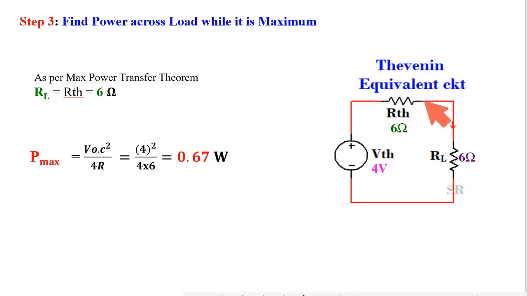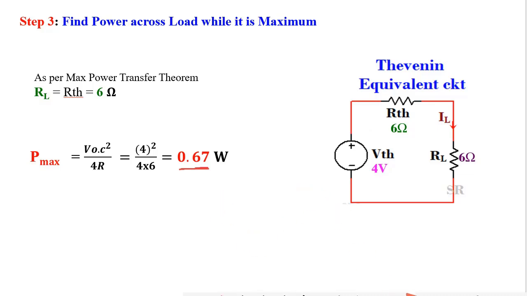So this is the equivalent Thevenin circuit. VTH is 4 volt, RTH is 6 ohm. The load resistance will be the same as RTH to get the maximum power at the load. The value of RL is 6 ohm. By putting the values in the formula for maximum power, I got the maximum power as 0.67 watt.